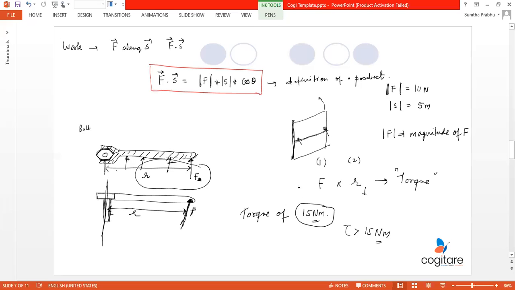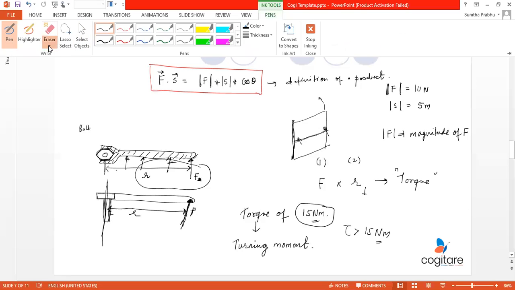So that is called torque or turning moment. Torque is nothing but turning moment. Are you guys following? Yes, sir.